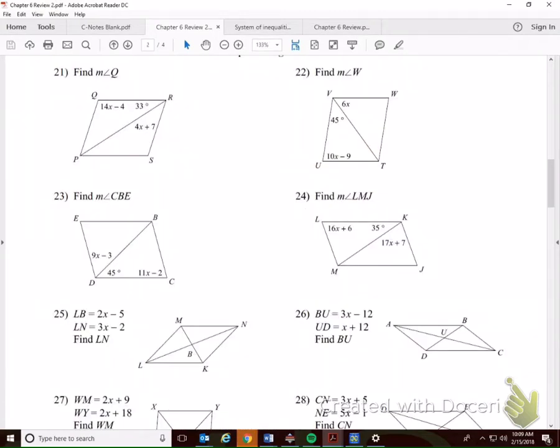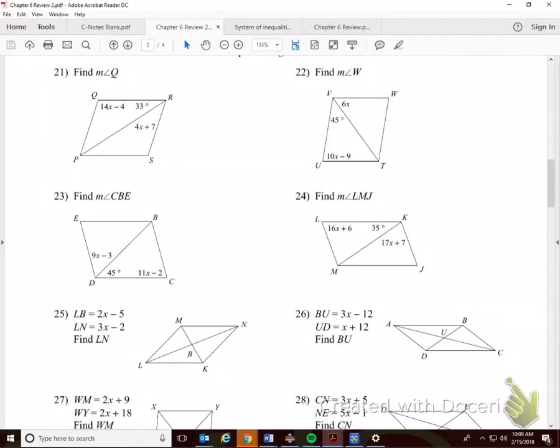Page 3. A lot of people were freaking out about these, but so much of it has to do with understanding the rules of parallelograms. So go back to your notes. Parallelograms are defined as a quadrilateral with two sets of parallel lines. So top, bottom, left, right, parallel. Because they're parallel, we then get 4 separate facts out of that. And these are those facts.